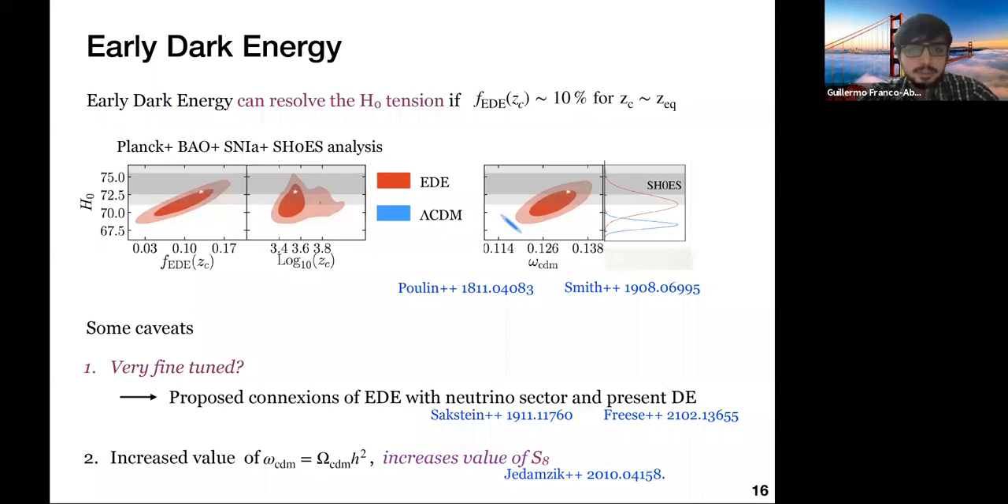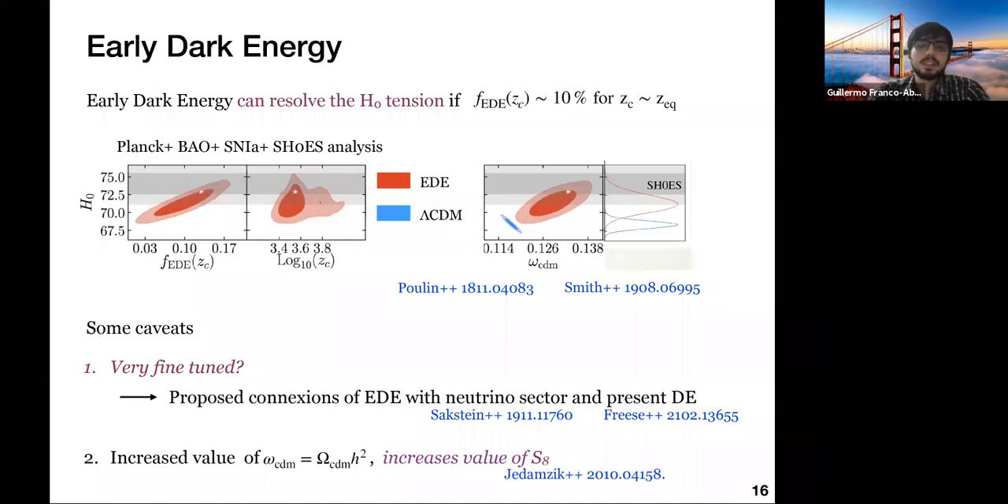And another caveat of this model, which we can see here in this plot, is that in order to preserve the fit to the CMB, these kinds of models predict a higher value of the cold dark matter density. And this leads inevitably to a higher value of S8. And this is something that has been shown to be very generic for any kind of early universe model.